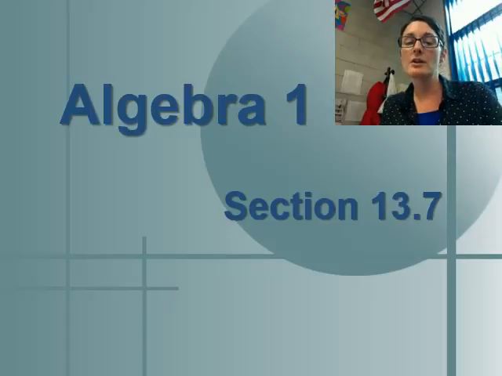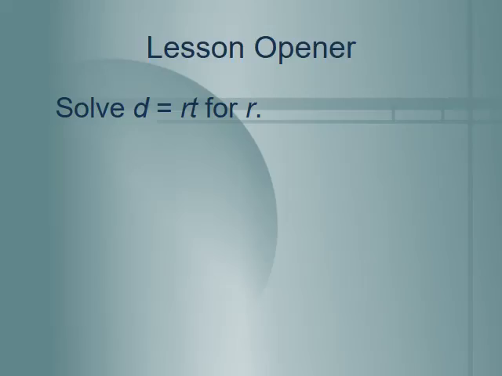Today we're going to look at using our skills that we've learned in solving rational equations to solve some real-world problems. Okay, we're going to look at this typical distance problem as a literal equation, in which we move the letters around, the variables, in order to solve for a certain letter.